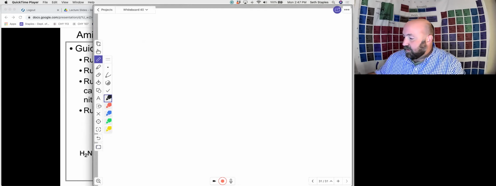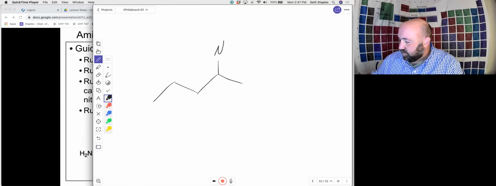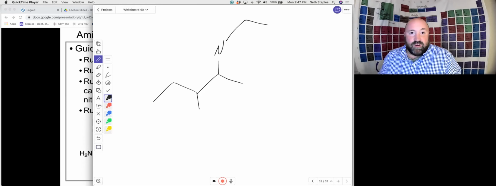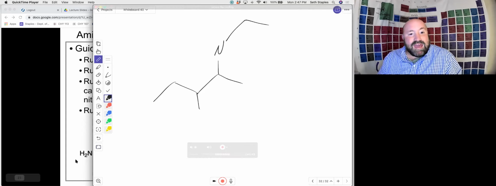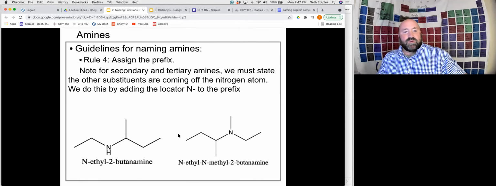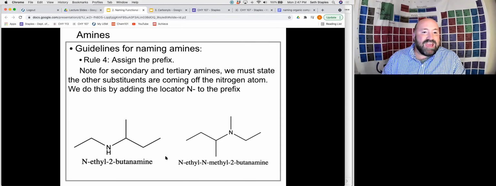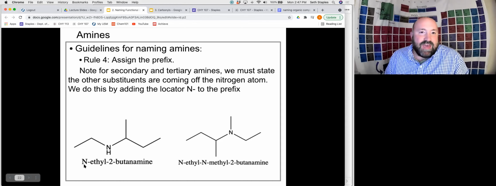Now, sometimes we might have another substituent coming off the nitrogen. Actually, let's do that again. Maybe the same thing, but now we might have another substituent coming off the nitrogen. When that happens, we simply add that as another substituent, but we put our locator number as an N for that.